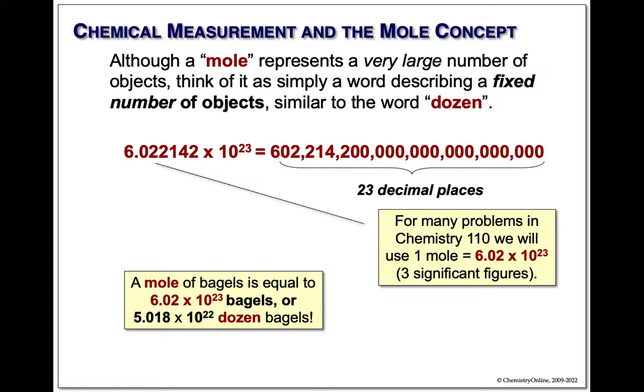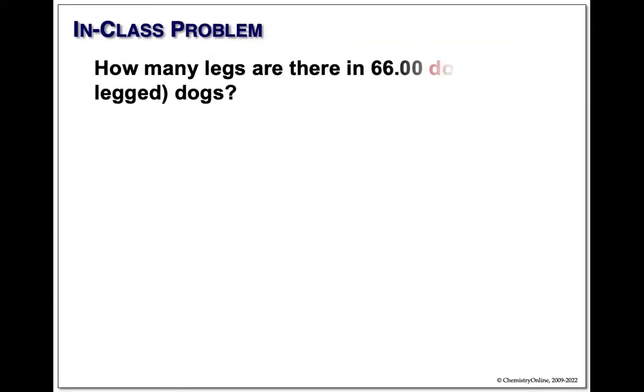So let's do our first silly problem. I have 66 dozen dogs and they each have 4 legs. How many legs are we talking about?